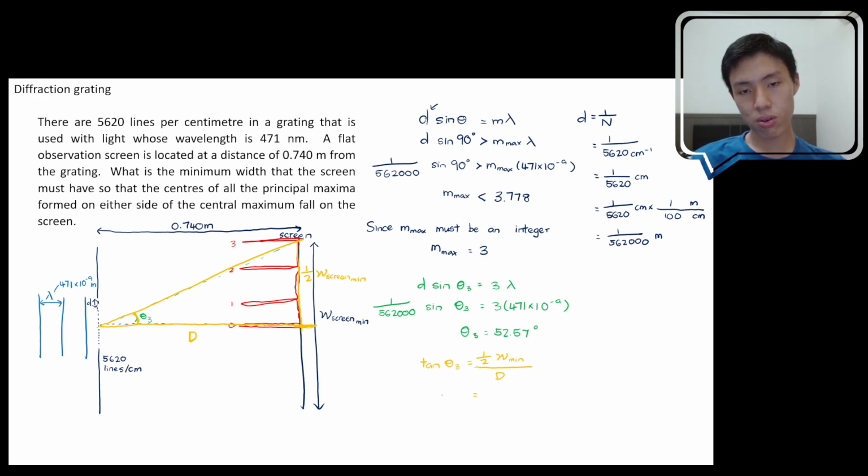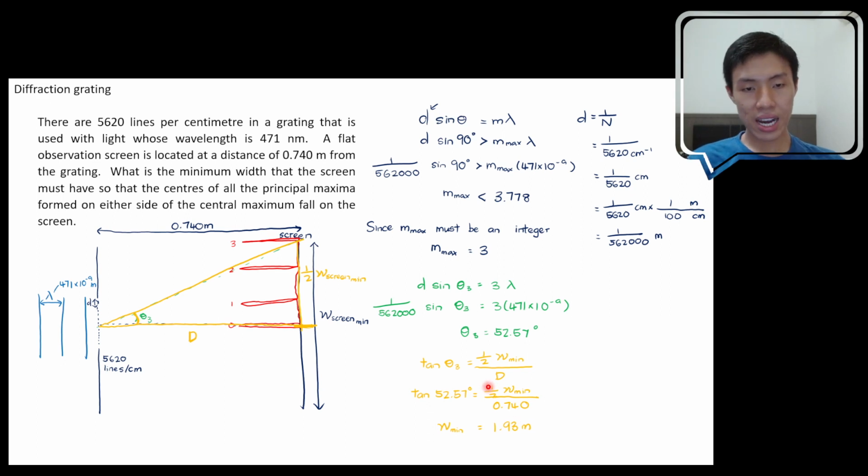So we can do our substitution. Tangent of theta 3 is 52.57, equals half the minimum width of the screen above, divided by your distance, which is 0.740. If you substitute everything inside, you get the minimum width to be equal to 1.93 meters.